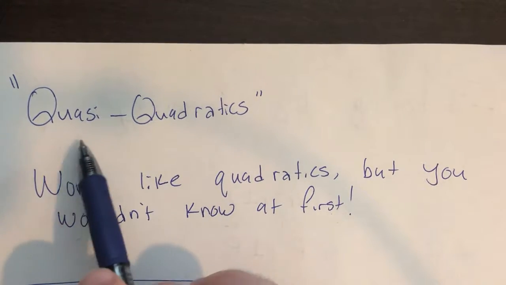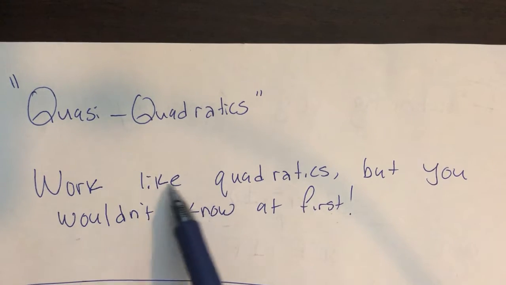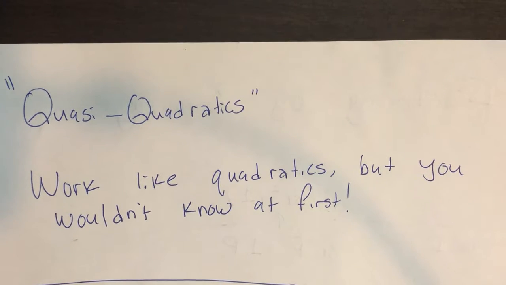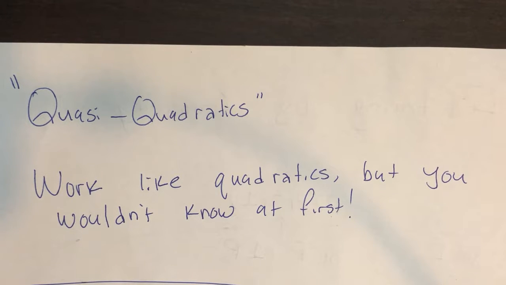This one is about what we call quasi quadratics, and I call them that because they work like quadratics, but you wouldn't know it at first, okay? Quasi quadratics are basically expressions or polynomials that, when we factor them, work very similar to quadratics in the sense of how we factored them in the past, but when we look at them, we're not going to be able to notice that at first.